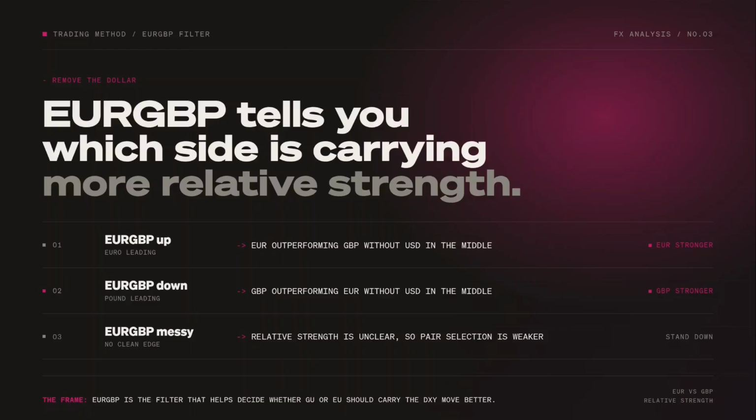So because I'm pairing the weak currency, or the weak dollar, against the strong euro, vice versa as well. So if EURGBP is moving lower, pound is outperforming the euro, DXY is weak, pound dollar may be the cleaner move. The inverse applies when DXY is strong. The key idea is I'm not choosing GU or EU because the charts look better. I'm choosing the pair that helps me to best capture the DXY move.